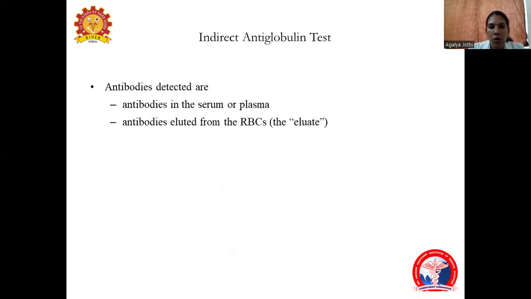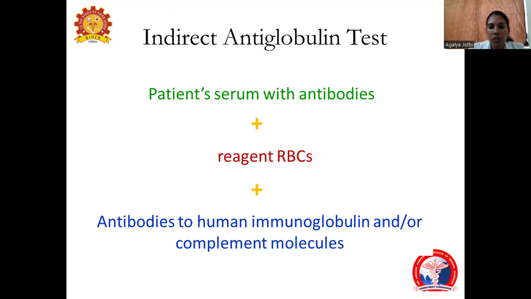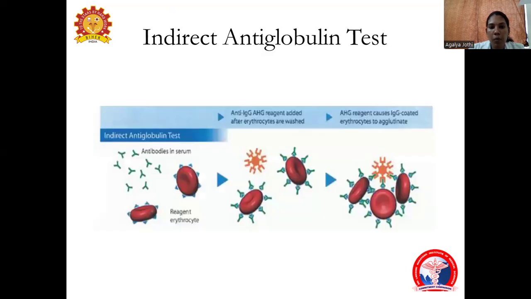Indirect antiglobulin test: the antibodies are detected in the serum or plasma, or antibodies eluted from the RBCs. So the patient's serum with antibodies, reagent RBCs, and antibodies to human immunoglobulins or complement molecules. The antibodies in serum and the reagent erythrocytes are combined. Then anti-IgG, anti-immunoglobulin reagent is added after the erythrocytes are washed. The reagent causes IgG coated erythrocytes to agglutinate. This test is positive for the indirect antiglobulin test.